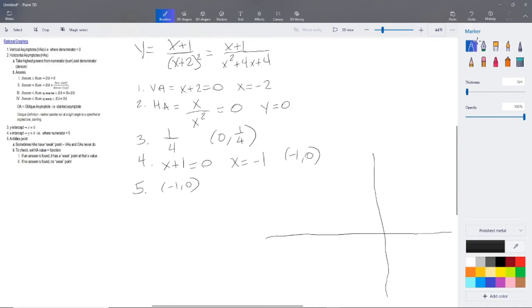So first we create a Cartesian coordinate system, and then we lay in what we know. Let's start with the vertical asymptote here at negative 2. So somewhere here is 1, 2, and there's a vertical asymptote. That's a dashed or dotted line that runs through negative 2 here. So there's my dashed line.